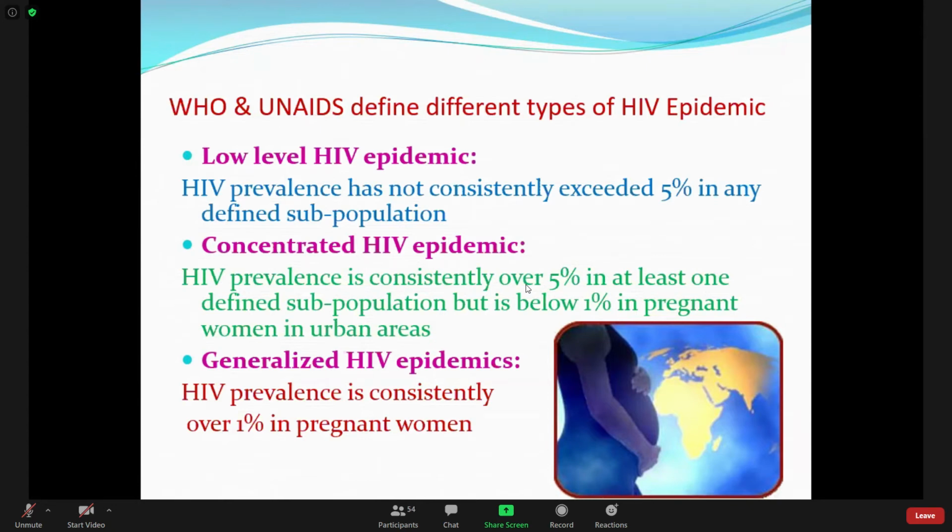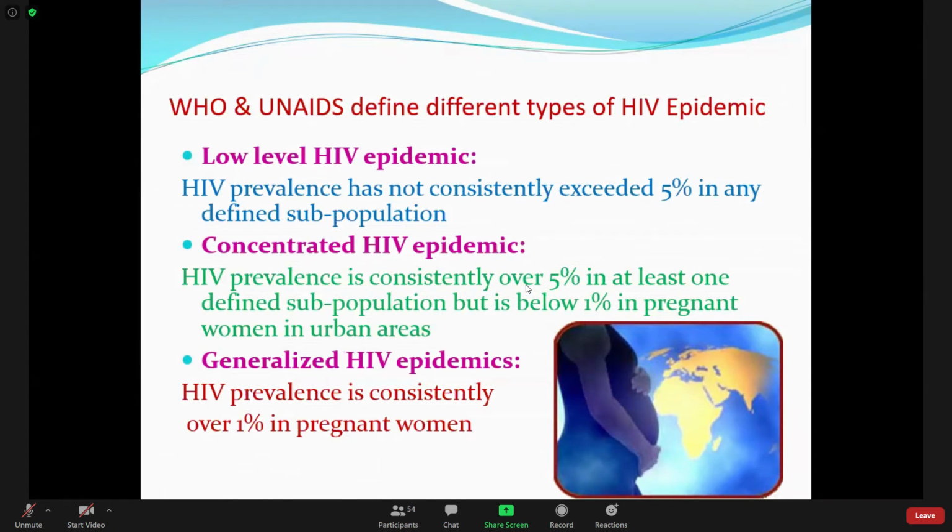So the definition of concentrated HIV epidemic is that HIV prevalence is consistently over 5% in at least one defined subpopulation, but is below 1% in pregnant women in urban areas. So Nepal is facing the concentrated HIV epidemic. The prevalence of HIV is only 0.15%, but in a sub-defined population, it is more than 5%. So that is a concentrated HIV epidemic. Nepal is facing the same problem.